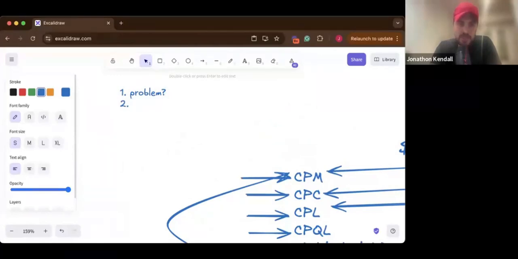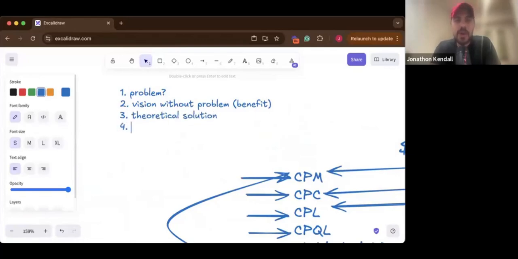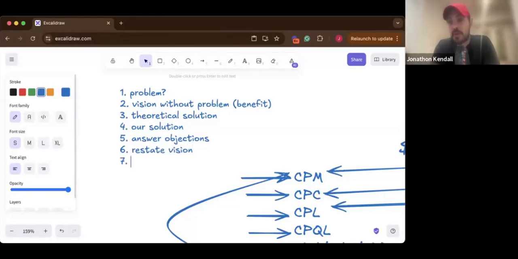What's the vision without the problem? This would be another way to say it as a benefit. Then what is the theoretical solution, the best case scenario? And then our solution is that best case scenario. Then you answer objections. I'll tell you the different objections in a second. There are 6 objections, so you answer the objections. Then you restate the vision. Because now essentially you're like, okay, I don't have any reason not to buy, but why am I buying again? You restate the vision and then you ask for the close.